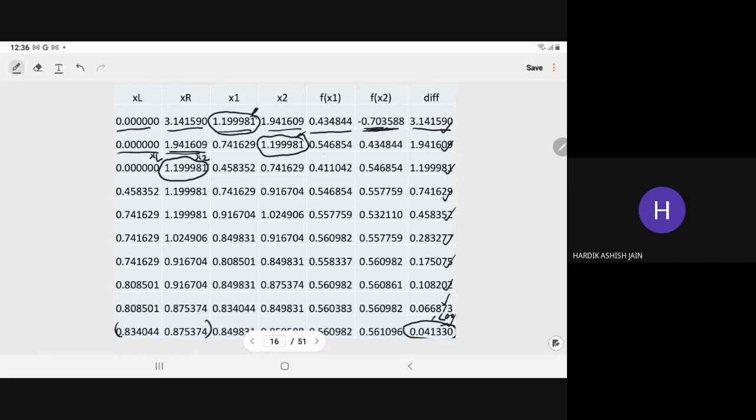Now in this case fx1 is what? fx1 is greater than fx2. So if fx1 is greater, the next interval is xl and x2. This will be the xl and x2.